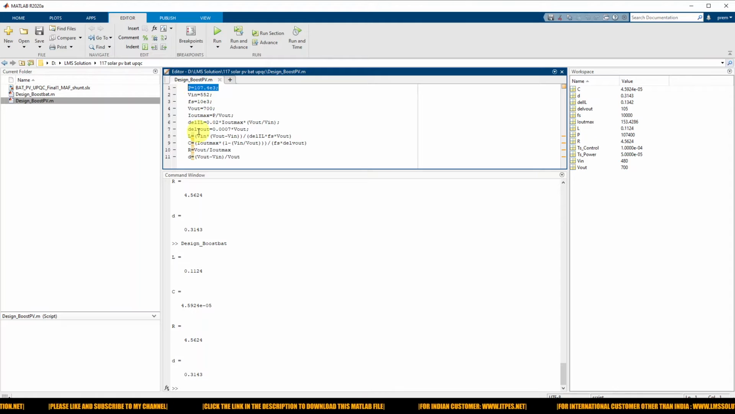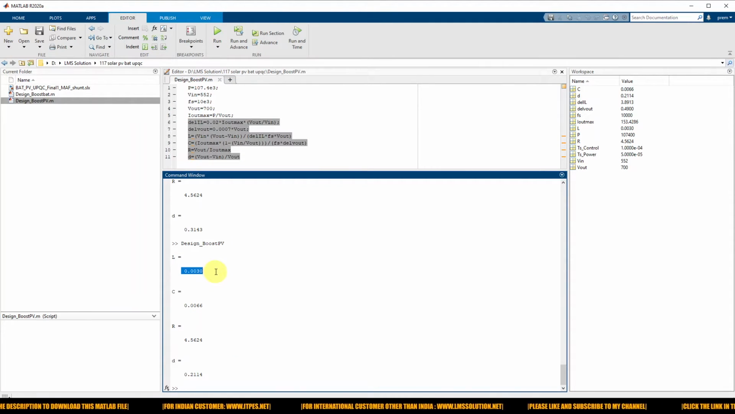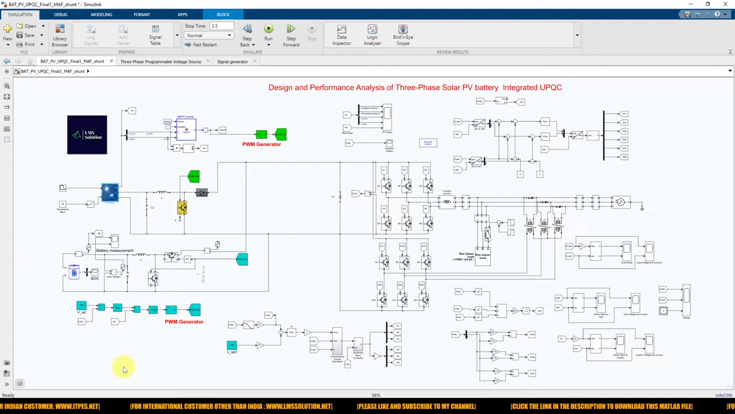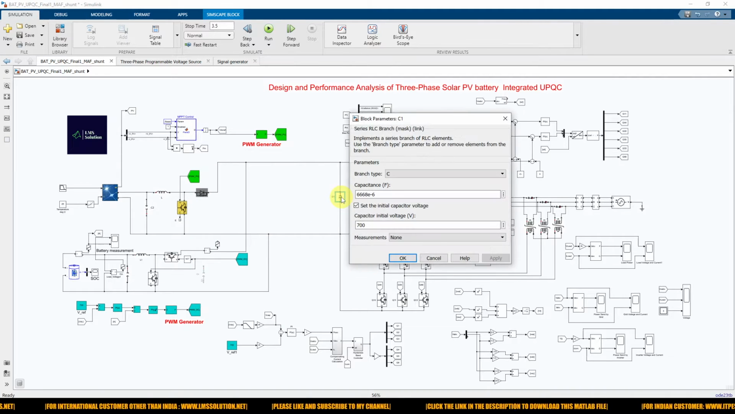and the power rating is 107.4 kilowatt. So this is the calculation used for calculating the L and C values for the boost converter of the solar PV system. So here we consider 3 millihenry and around 6600 microfarad capacitor. Okay, so that value is used here: 3 millihenry, and the capacitor I'm choosing more than that, 6600 microfarad.